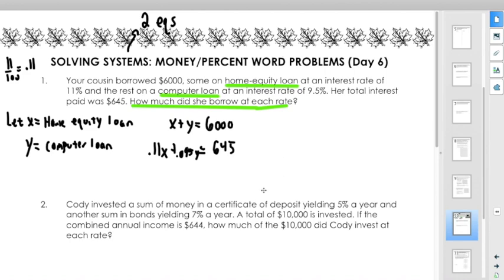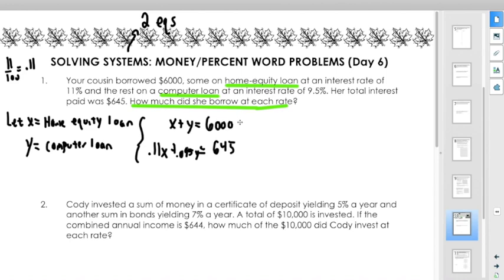Okay, so here are my two equations. x plus y equals 6,000, and 0.11x plus 0.095y equals 645. So let's solve for one of these variables. In this case, it's probably easier to use substitution. Why is that? Well, because I can get either x or y by itself relatively easily. I just need to subtract one of these away.